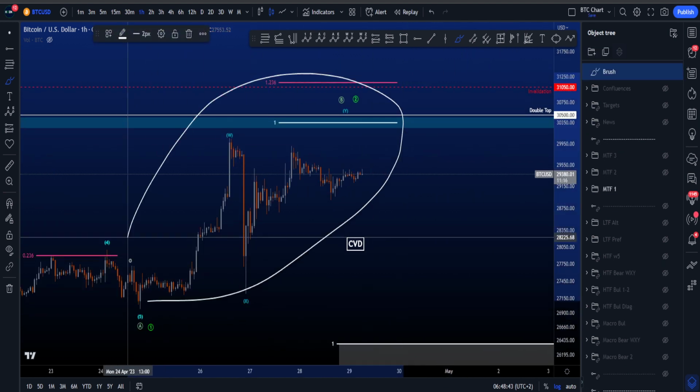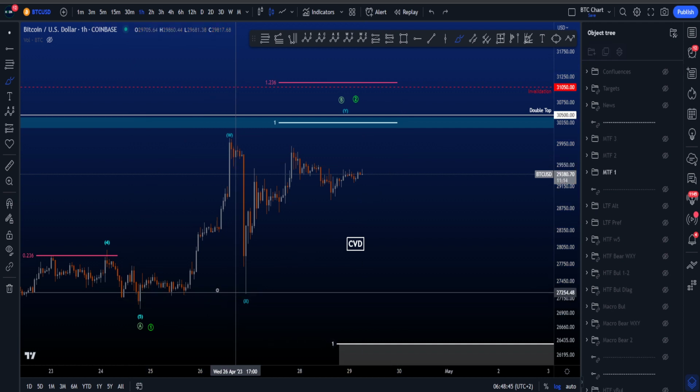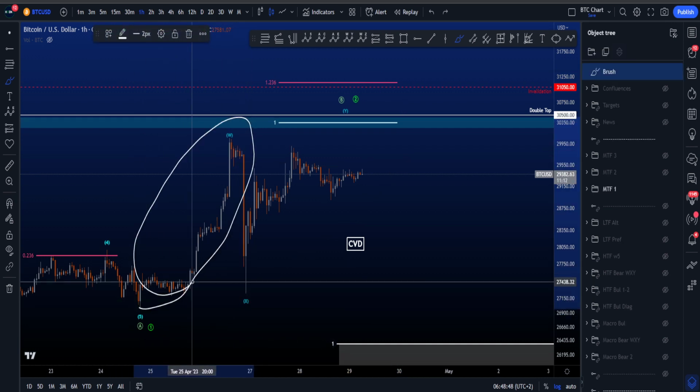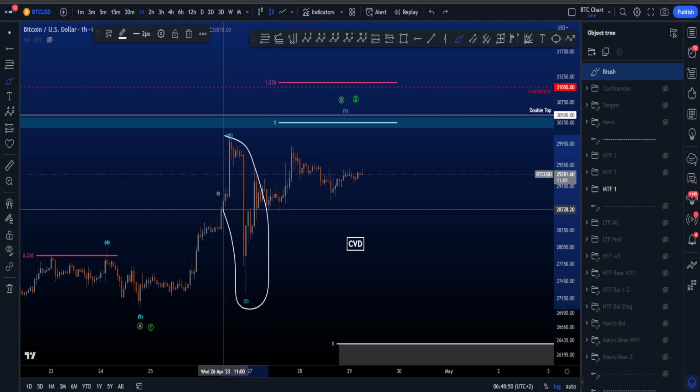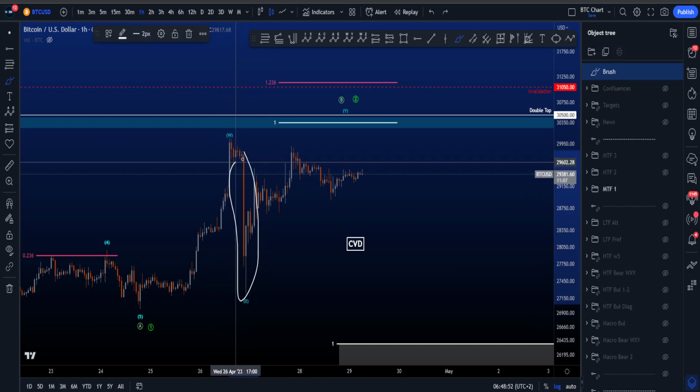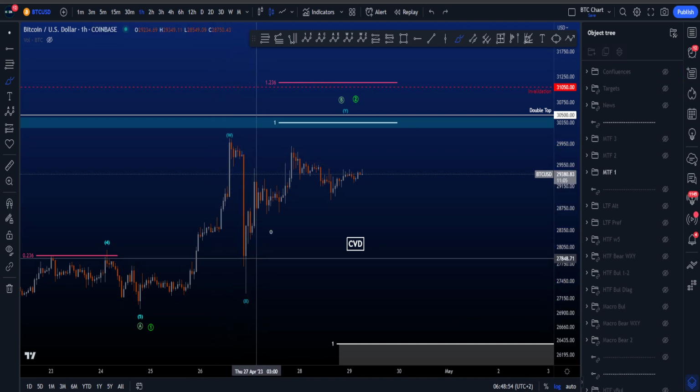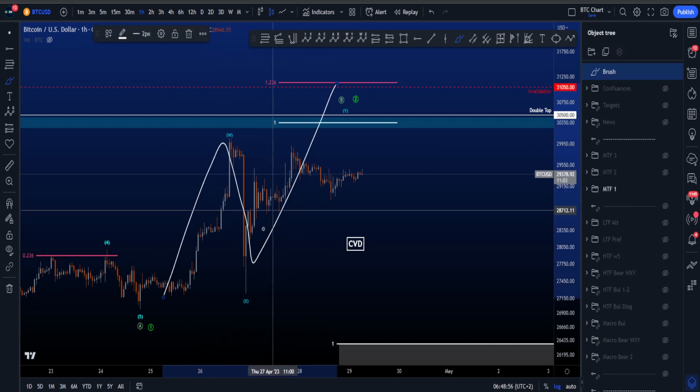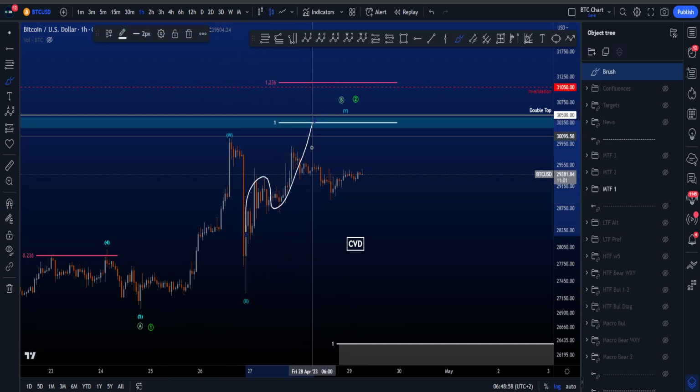If we now look at this corrective structure, for me it's all taking a little bit too much time. So if this W over here is a zigzag followed by another zigzag in an X with a very extended wave C, then it would have been nice if wave Y, in this being a WXY, was going to be this structure over here.